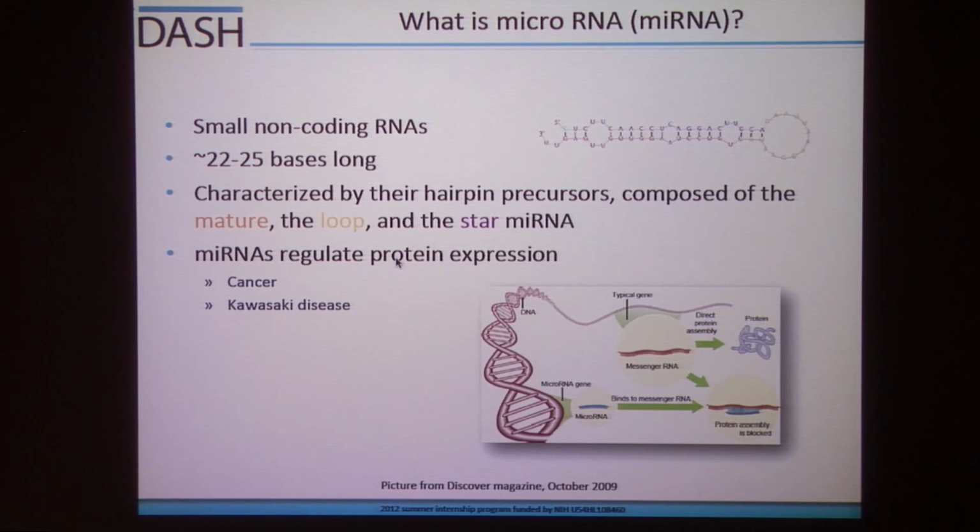MicroRNAs are small non-coding RNAs. They're about 22 to 25 bases long, and they're characterized by their hairpin precursors composed of the mature, the loop, and the star microRNA, as you can see in this diagram here. MicroRNAs are very important in regulating protein expression, so a lot of researchers look at them in order to diagnose and do research on cancer and Kawasaki disease, as I said before.